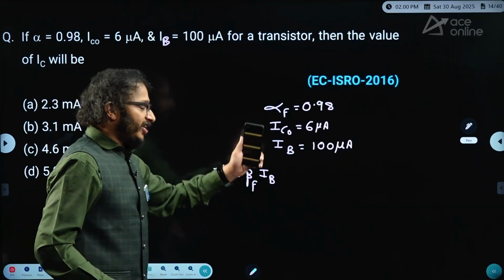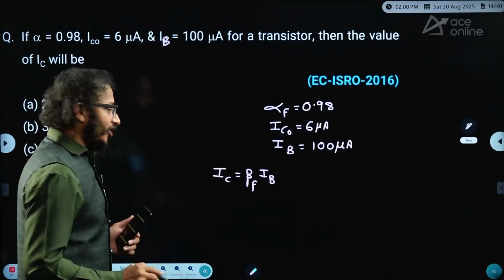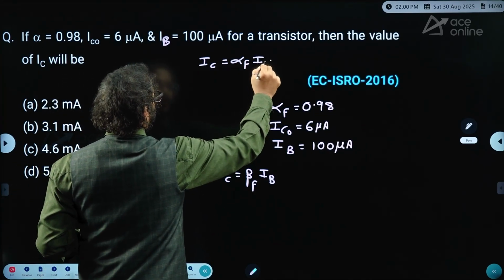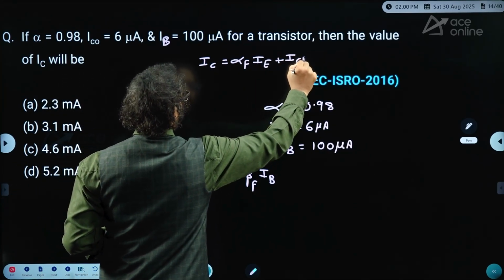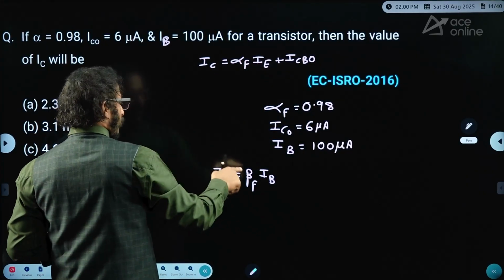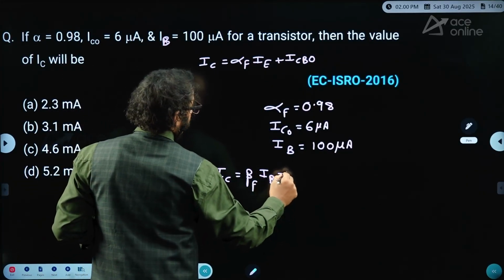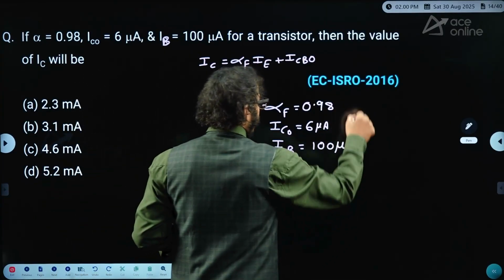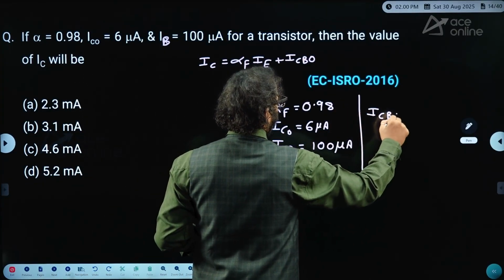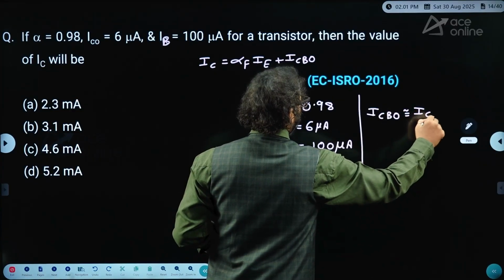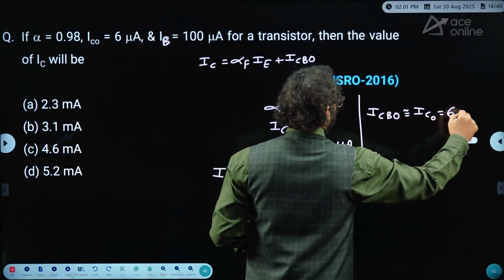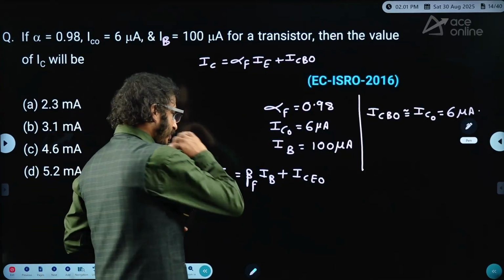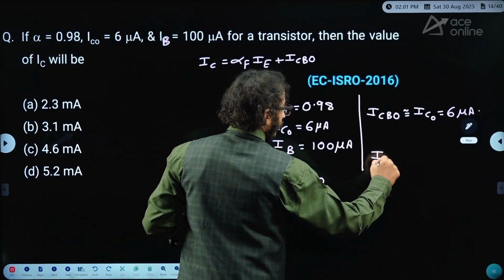But the examiner has given leakage current, then you are supposed to include leakage current. You know the formula, dears, I_C is equal to alpha F times I_E plus leakage I_CBO. The same expression, if I use it as beta F times I_B, then it should be I_CEO. And we know that I_CBO is almost equal to I_C0, which is simply equal to, as per the given question, 6 microamps. In a similar way, what is the I_CEO, dear students?